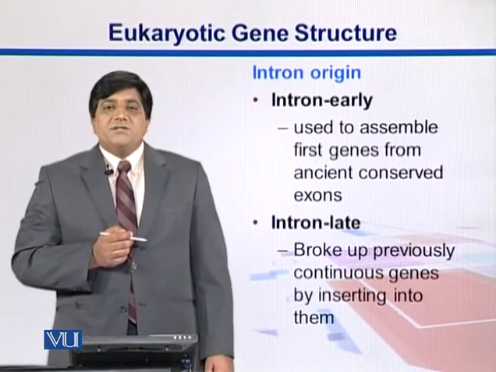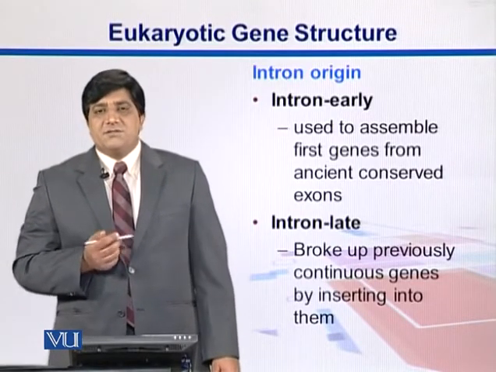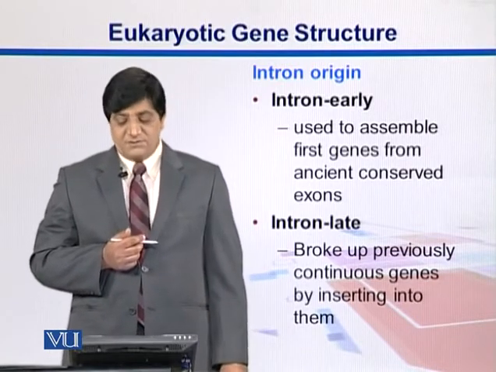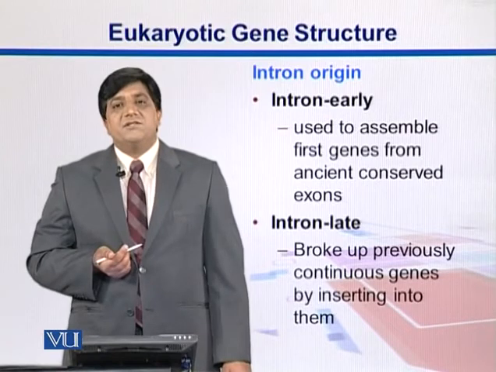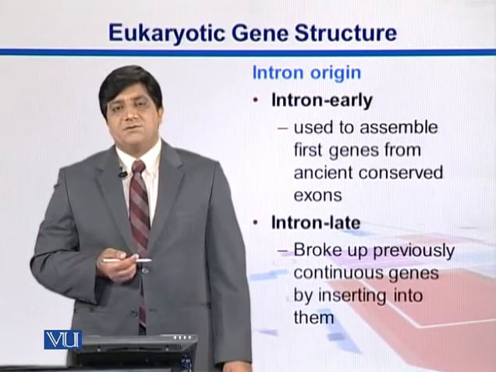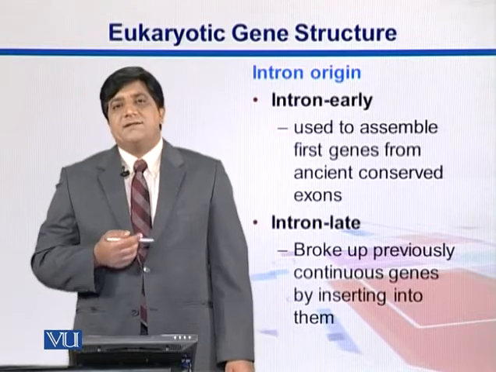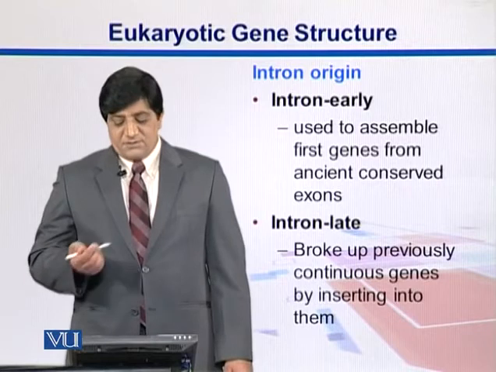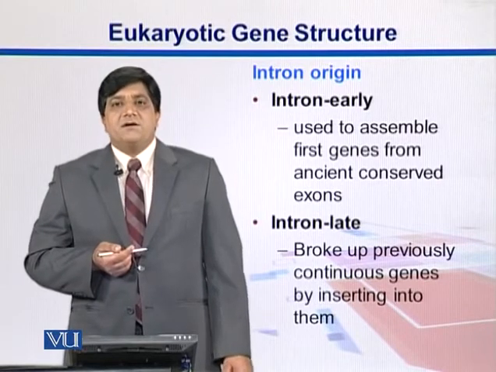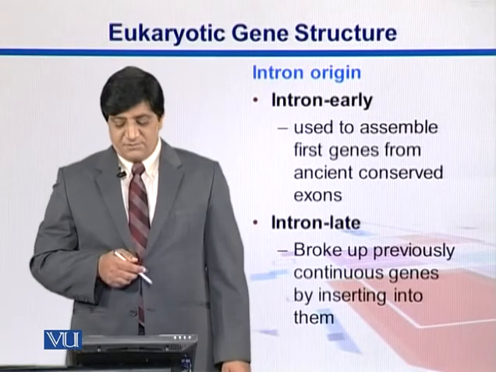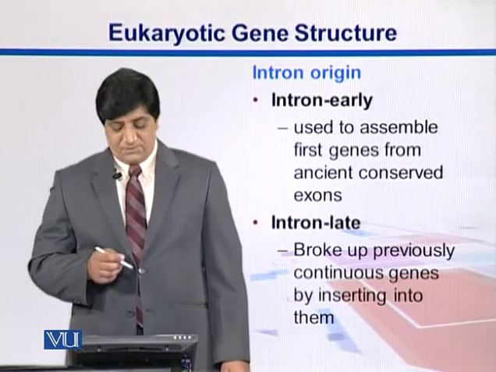About the origin of introns, there are two theories. Number one is intron early. According to this, the introns used to assemble the genes from already existing exons. They brought the exons together, and then these structures became the genes. And there is another hypothesis that the exons were already present next to one another, and then introns got into them. That is called the intron late hypothesis.